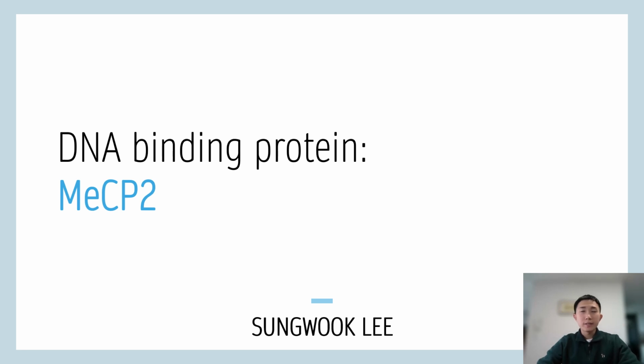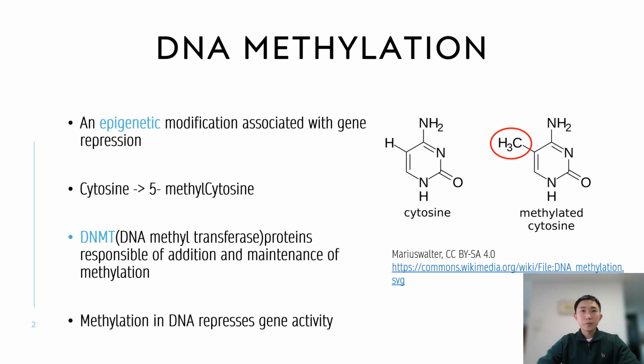Today I would like to present about a DNA binding protein called MeCP2. Before introducing the protein, it would be great to have a quick overview on DNA methylation. DNA methylation is when a methyl group is added to the 5 positions of cytosines of DNA, and this modification represses gene activity. The enzymes responsible for the addition and maintenance of methylation markers are DNA methyltransferase proteins, also known as DNMT proteins. How does such a small modification to DNA exert its biological effect?